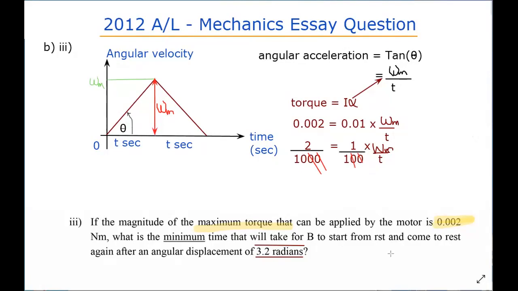So what is omega m over t? 2 divided by 10 means 2 divided by 2 is 1, 10 divided by 2 is 5. So what is omega m over t? I'm asking the value. 1 over 5, very good. So omega m over t is 1 over 5. Please write it there. Omega m over t equals 1 over 5. That's what I wanted to obtain.